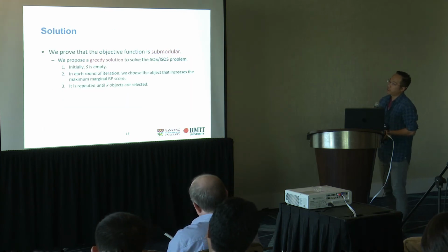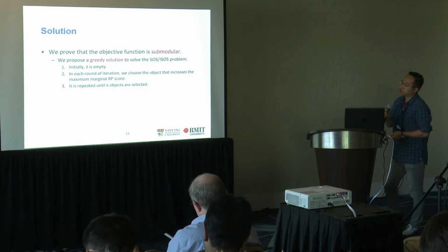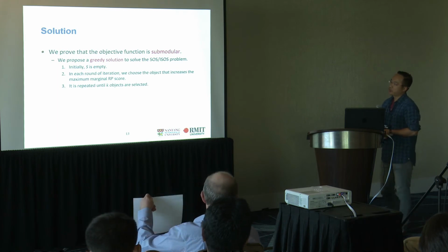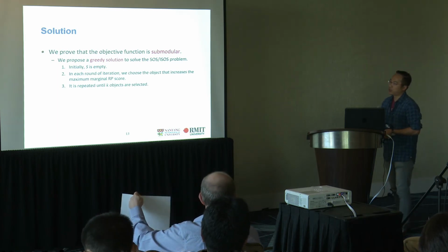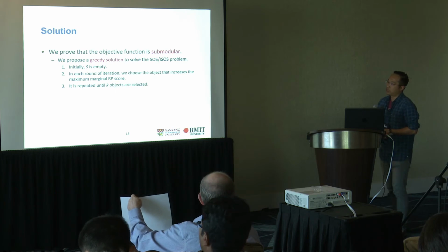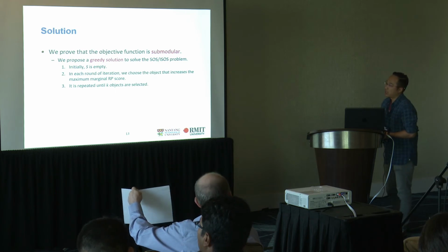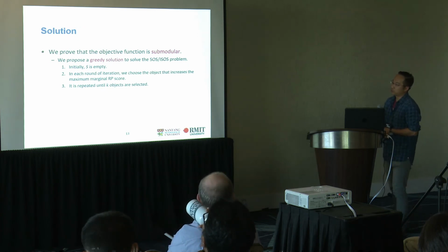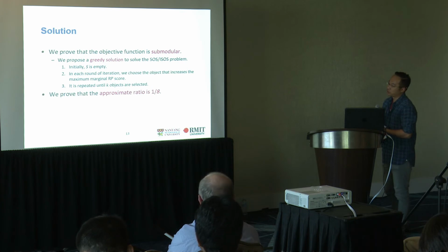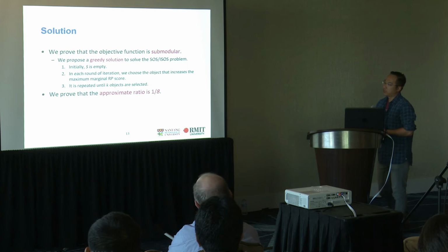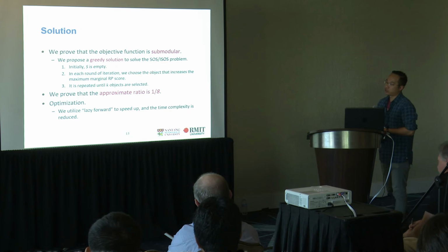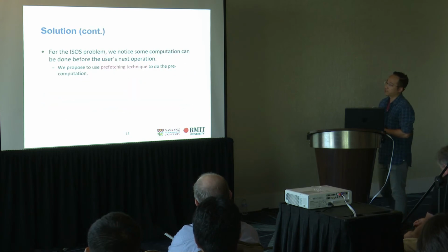For the solution, we come to a greedy algorithm. We first prove that the objective function is submodular. The idea behind it is that we compute the objects' contribution to the representative score, and in each round, we choose the object that increases the score the most. We prove that this algorithm has a constant approximation ratio. And we also do lazy forward to optimize the time.